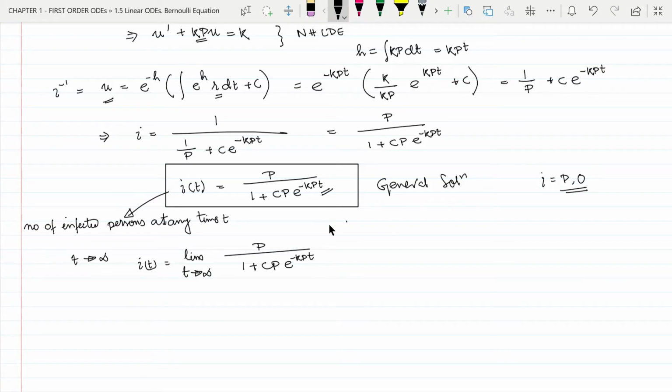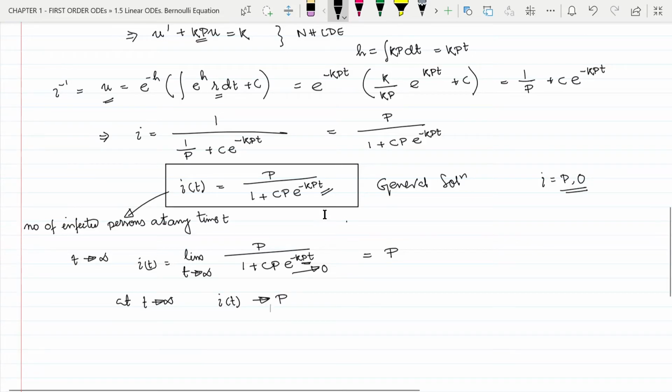Now if t tends to infinity, this exponent term minus kPt will tend to minus infinity because it is a negative term, and e to the power minus infinity tends to 0. So this cP e to the power minus kPt term will tend to 0 and this will be equal to P. So that means at t tends to infinity, I of t tends to P.